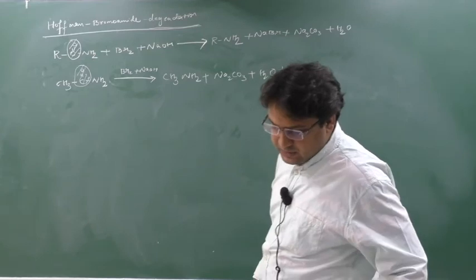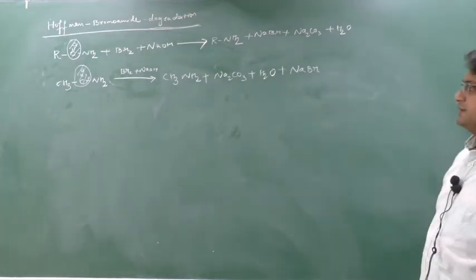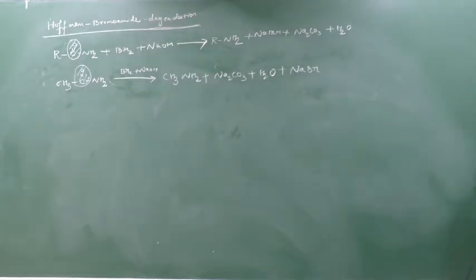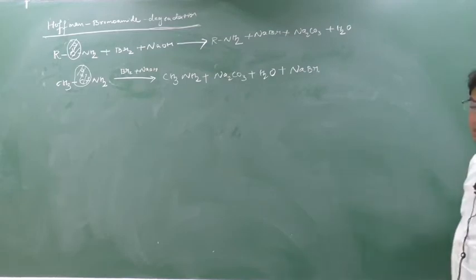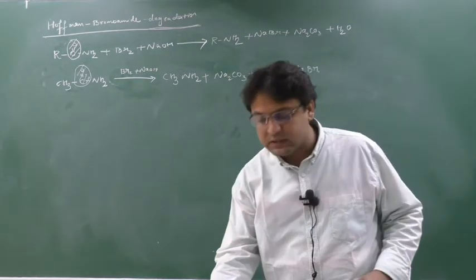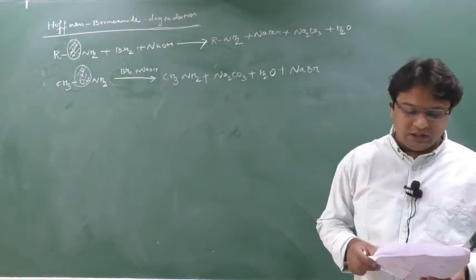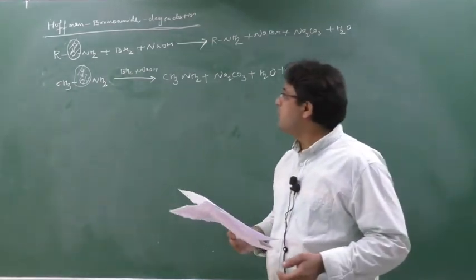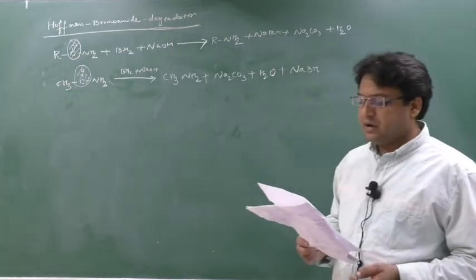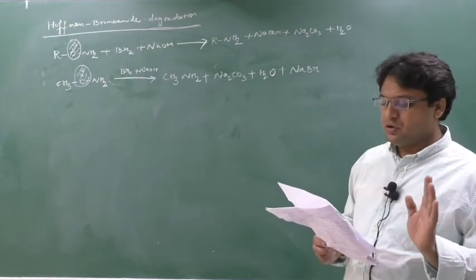So these are the certain reactions you have to understand. This will be the products form. This is your Hofmann bromamide reaction. We have to see the mechanism. The mechanism is very simple. I will do it only once so that you will understand. One by one we will see what to do and what not to do.